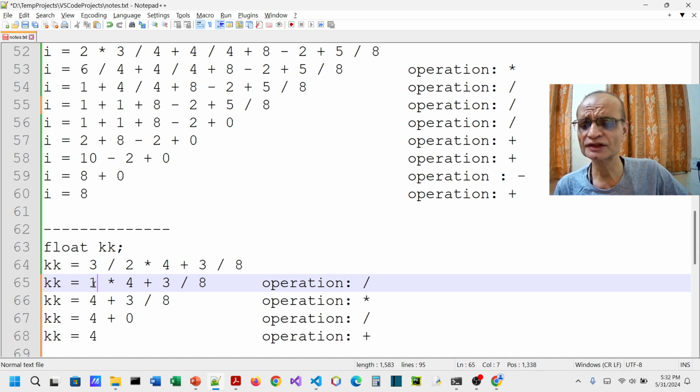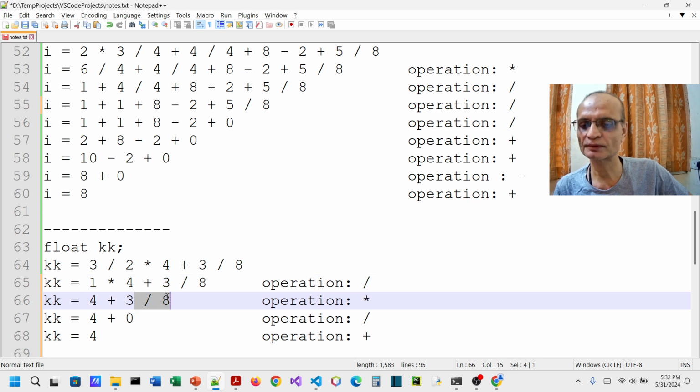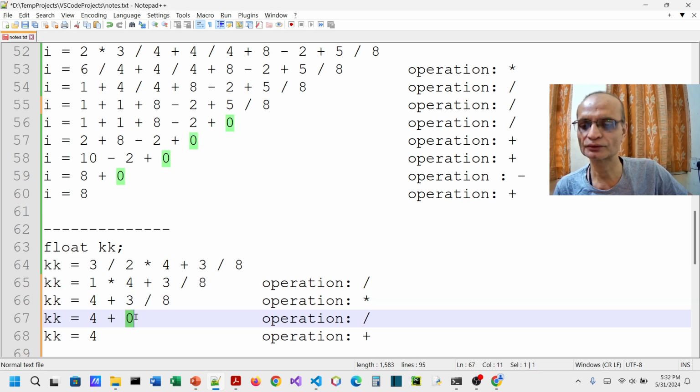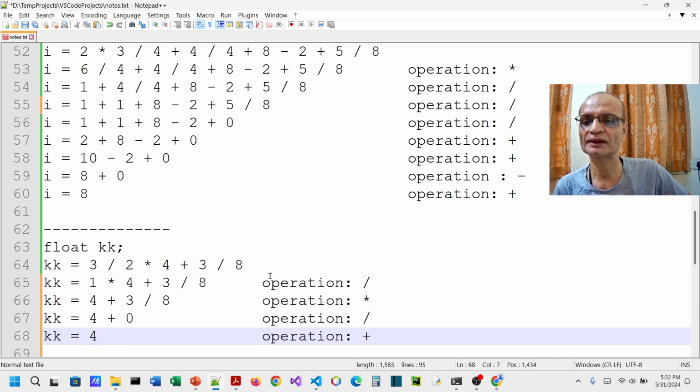Then the multiplication operation, so 1 into 4 is 4, plus 3 by 8. Then division operation will be performed. Why? Because division has higher priority over addition, so division will be performed. So 3 by 8 is going to yield 0 because it's an integer, so 4 plus 0, and then finally the answer, kk, will be 4. So that's the way typically you perform the operations.